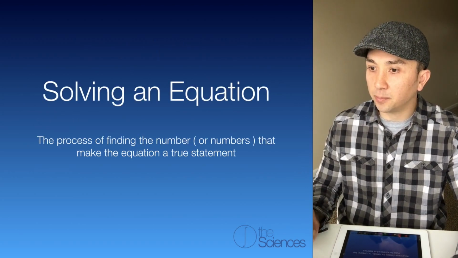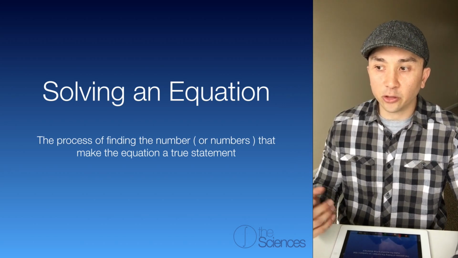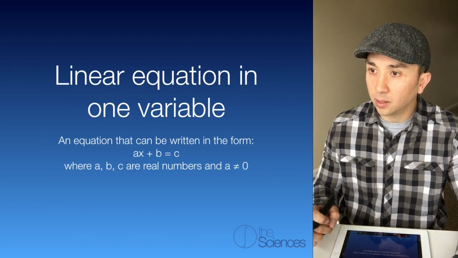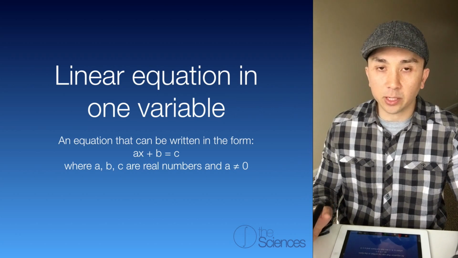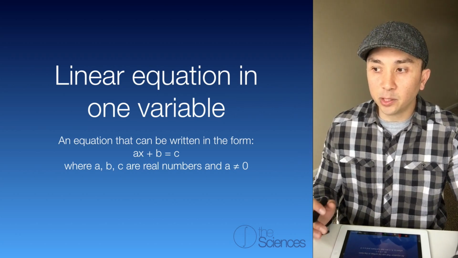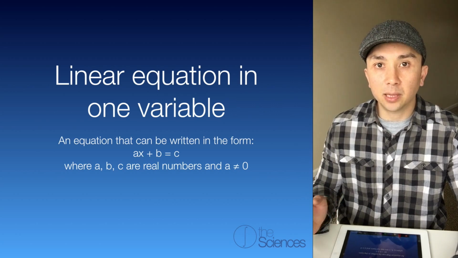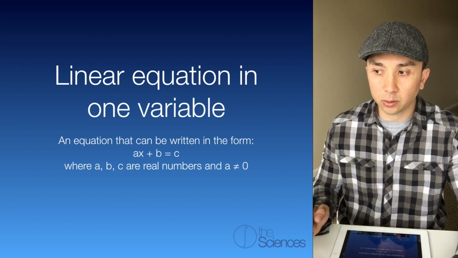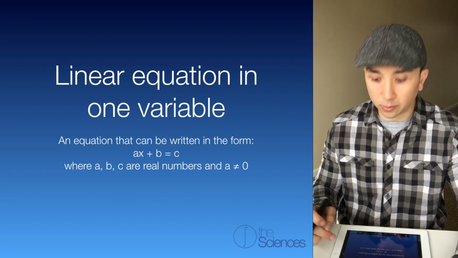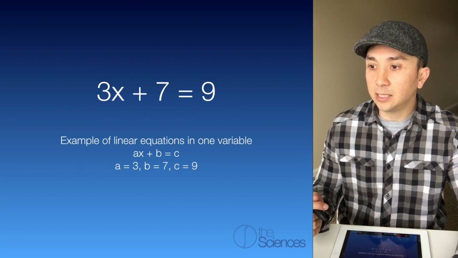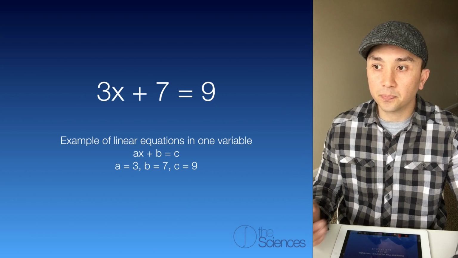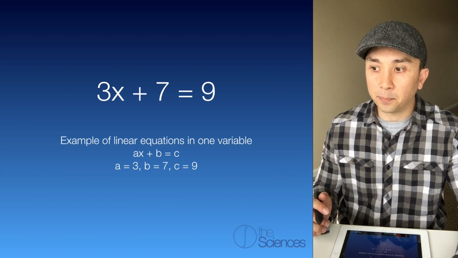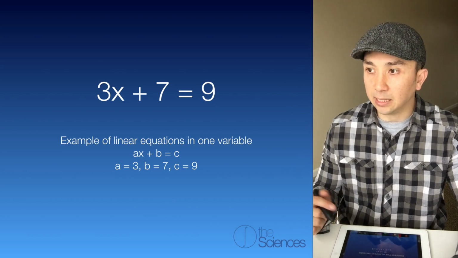So solving an equation is the process of finding the number or numbers that make the equation a true statement. A linear equation in one variable is an equation that can be written in the form ax plus b equals c, where a, b, and c are real numbers, and a does not equal 0. So in this example of a linear equation in one variable, 3x plus 7 equals 9, a is 3, b is 7, and c is 9.